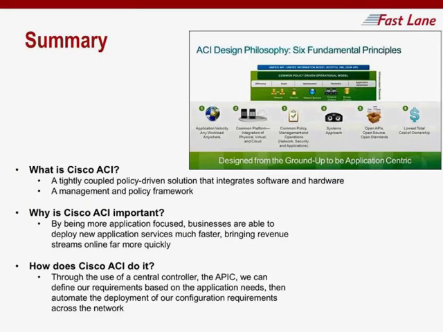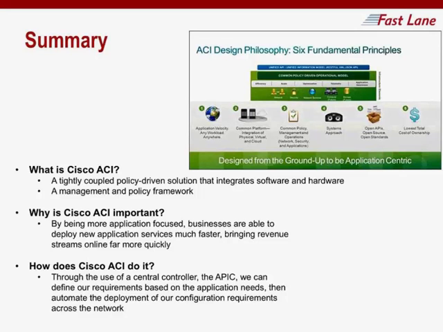Why is it important? It's a lot more application focused. Businesses today, as I say, need to be able to deploy their application services a lot faster. Being able to deploy application services a lot faster means we can bring revenue streams on a lot quicker, all of which is good for the business. So we've got to become more application focused. We've got to start looking at our network infrastructure as a pool of resources rather than a switch that's providing this service or a router that's providing this service. We've got to be able to program it and be able to add and remove requirement policies as needed.